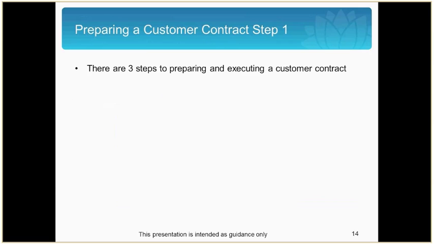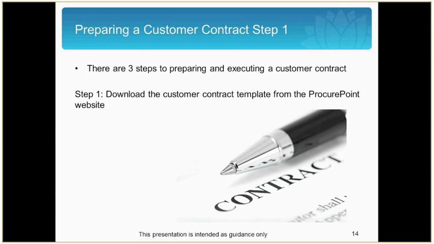So we'll now look at preparing customer contracts. There are 3 steps to preparing and executing a customer contract. The first step is to download the customer contract template from the Procure Point website. Where can I find this?